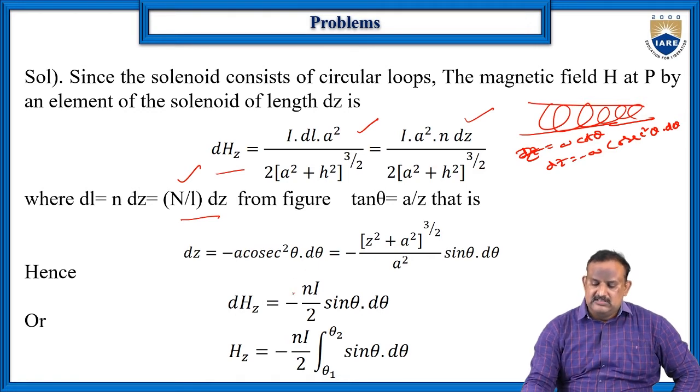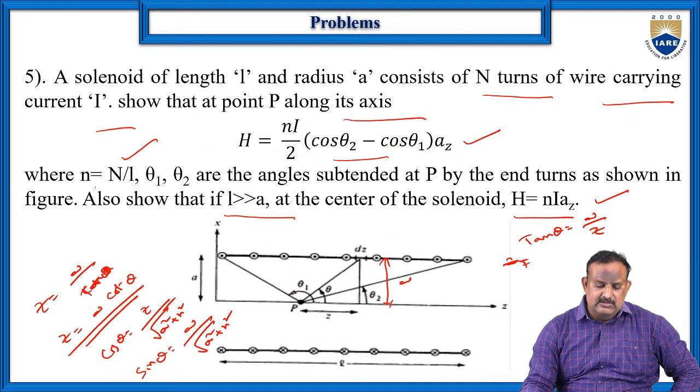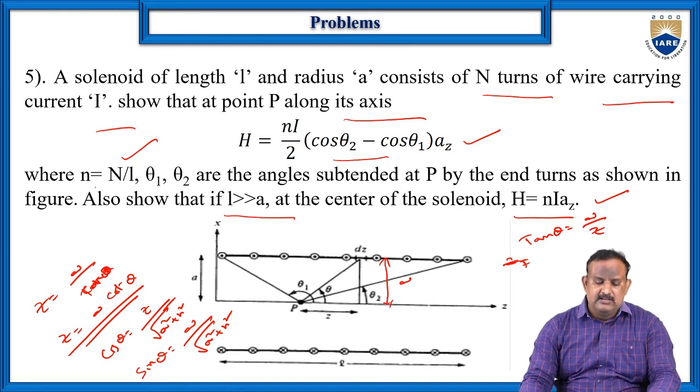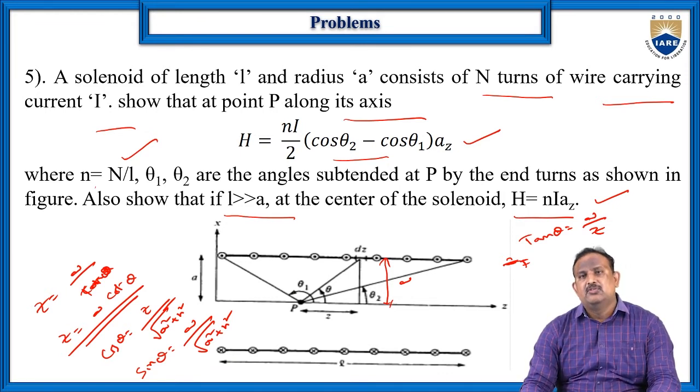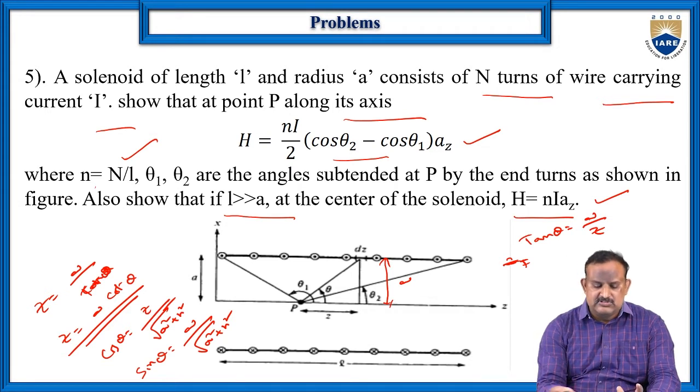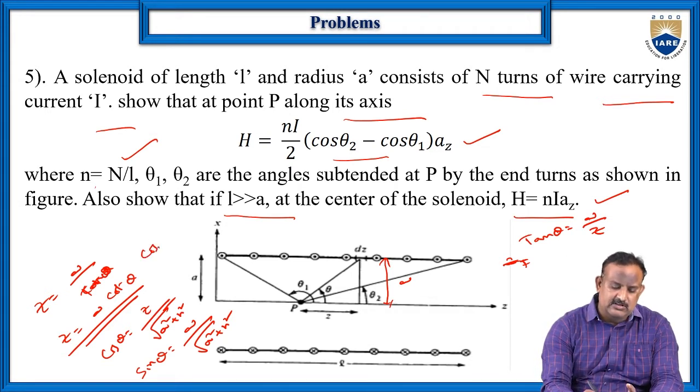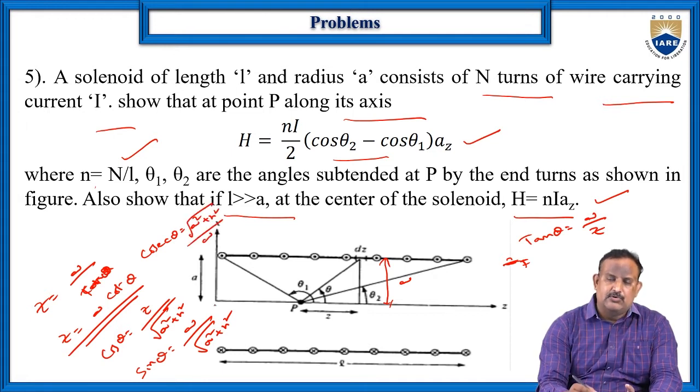Here sin theta equals a by root of a square plus h square, so cosecant theta equals root of a square plus h square by a. Therefore cosecant square theta equals (a square plus h square) by a square.